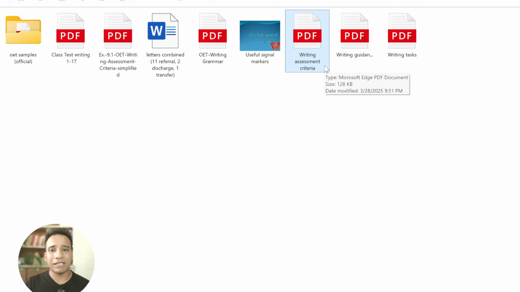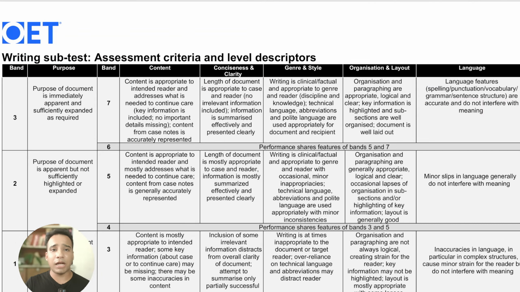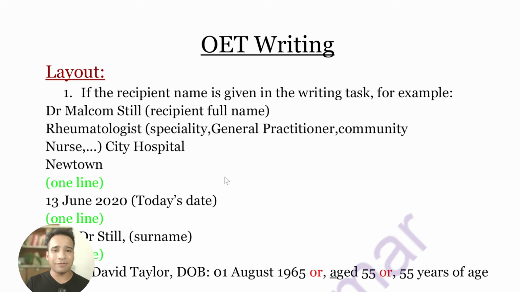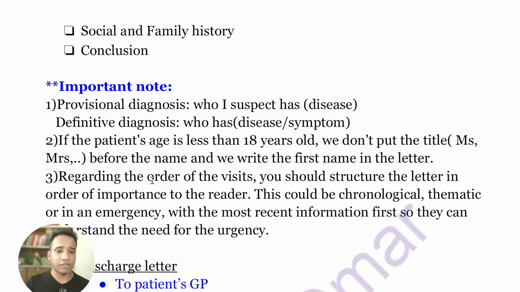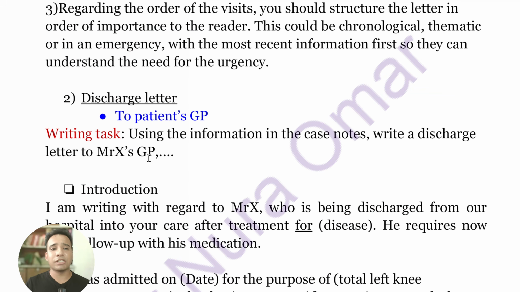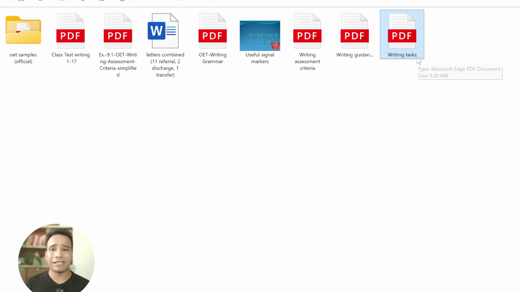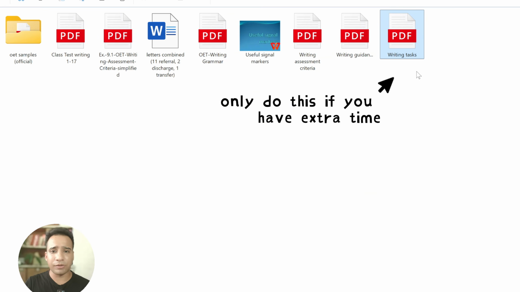Once again, writing criteria. Then we have writing guidance. I found this file online and I think it's really helpful. This file includes the layout of different types of letters. For example, for a referral letter, urgent letter, or discharge, you just need this file and you can just compare how these are different. And the last one, that's also a practice test file. If you have extra time, then do this one.